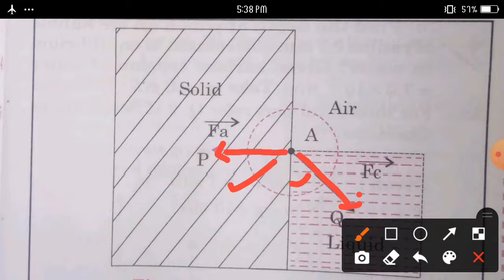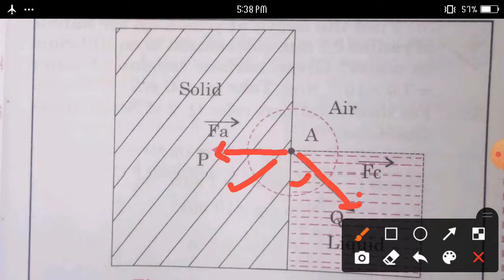The adhesive force exerted by the molecules of air in the sphere of influence is very small, so the resultant adhesive force due to air molecules can be neglected. The fourth force on molecule A is the gravitational force, equal to its weight acting vertically downward. This force is also very small compared to the strong adhesive and cohesive forces, so it can also be neglected.